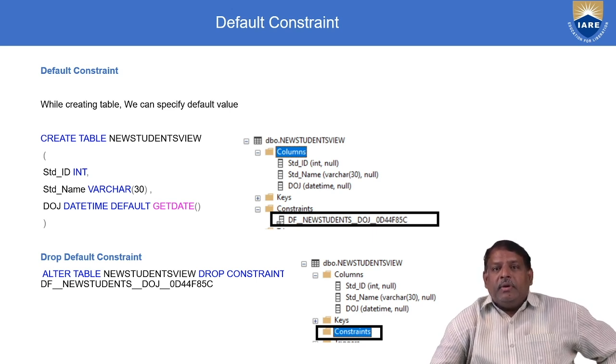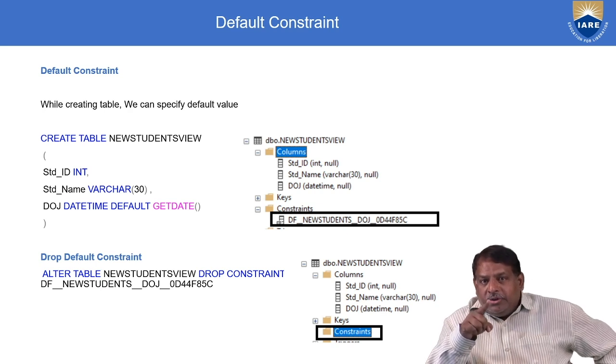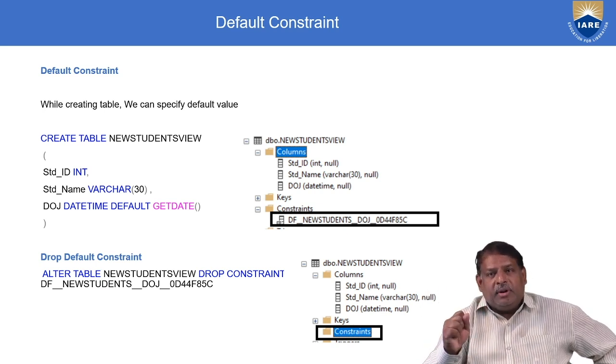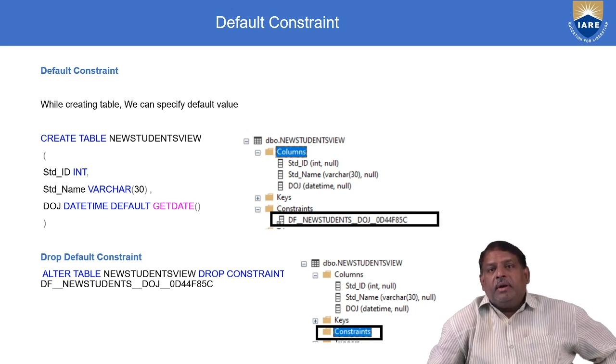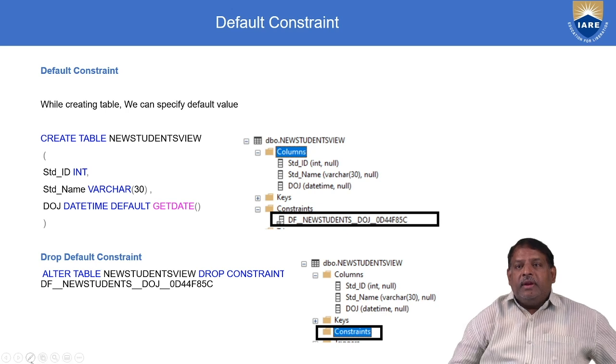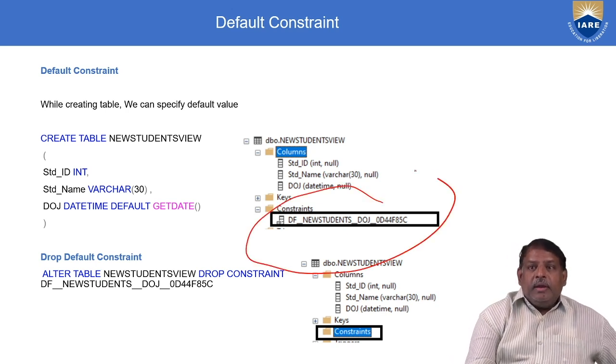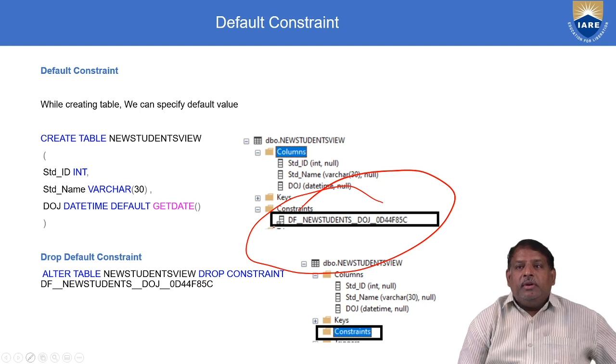Next, while creating a table, we can specify a default value. For example, you can specify the DOJ, datetime, default. Earlier we have seen altering a table where we provided the default constraint. Now in this case, we are providing a constraint while we create a table. The constraint is GETDATE here for the column DOJ. To drop the default constraint, you have to say drop constraint name. Here if you see clearly, the constraint name is DF underscore new student underscore DOJ. This is a random number given by SQL Server.